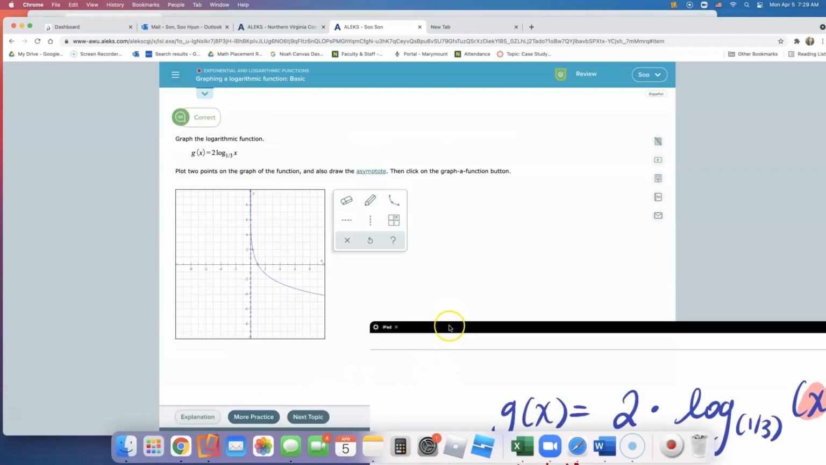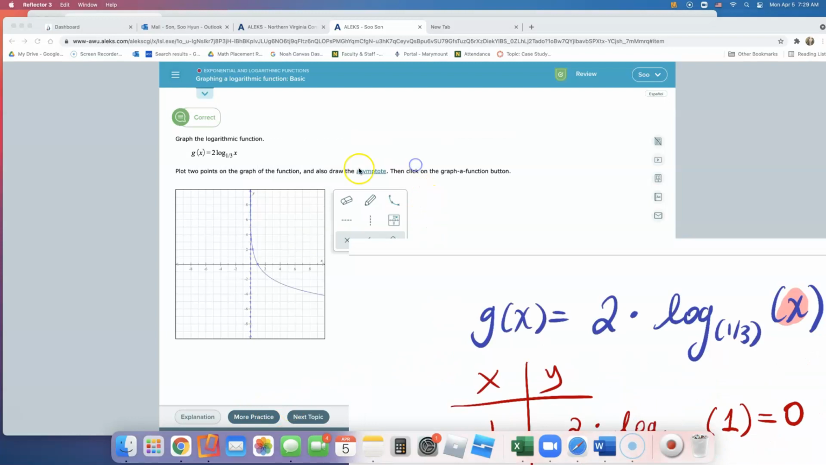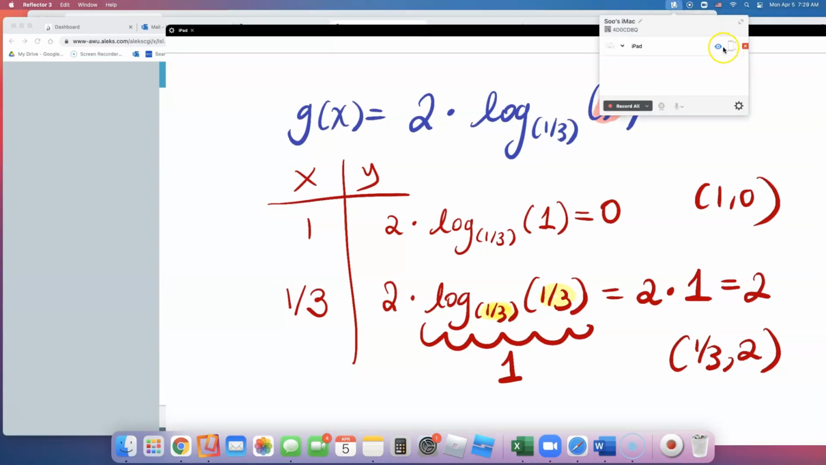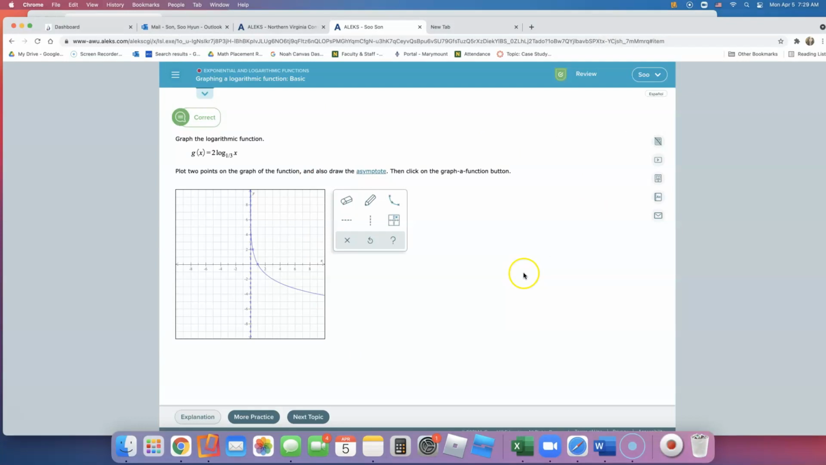So that's how you can do these graphing logarithmic functions. They said basic, but this one didn't really look too basic to me. But the trick is we just need to evaluate a couple of log expressions to plot some points and remember to graph those vertical asymptotes. So I hope this was helpful.